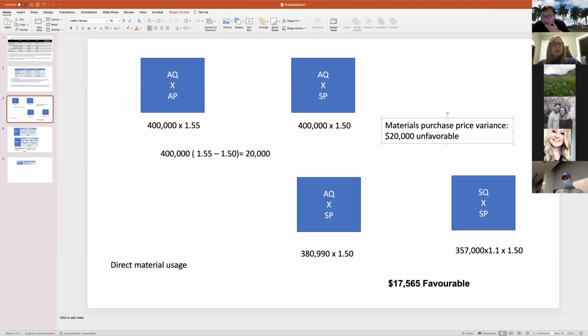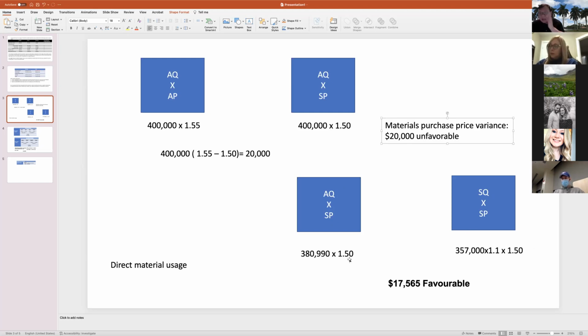So that's the direct materials purchase, right? Now, what is the quantity variance? What is the direct materials used? That's the quantity variance. So now you compare the actual quantity versus the standard quantity at the standard rate.